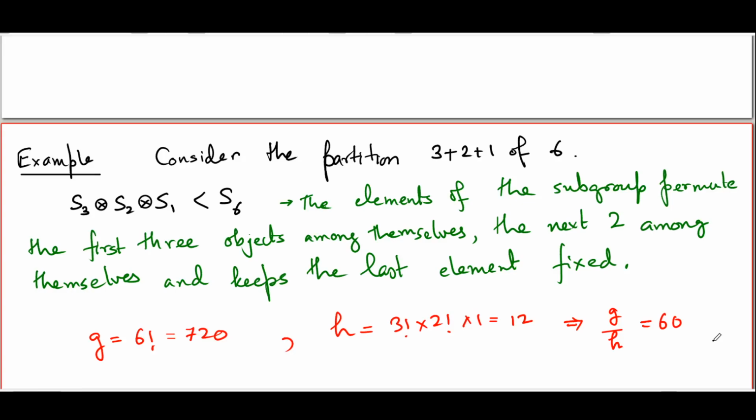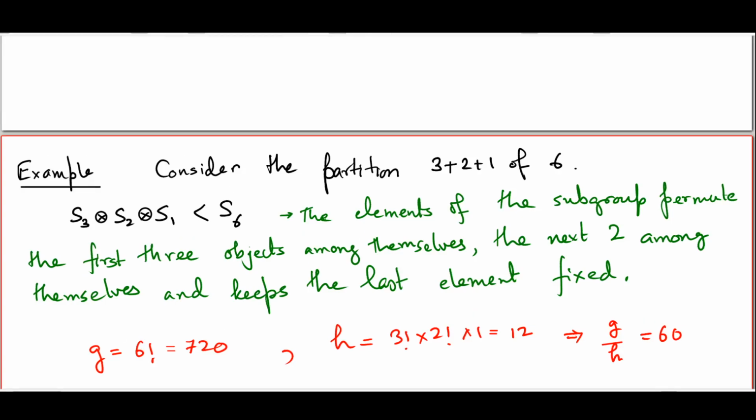Of course, what we need to do next is go through the classes of S6 one by one and figure out the ratio HL by GL for each one of them. Let me remind you once again, GL here is the number of elements in the nth class, and HL is simply those elements in the nth class which survive into our subgroup, namely in this case S3 cross S2 cross S1.